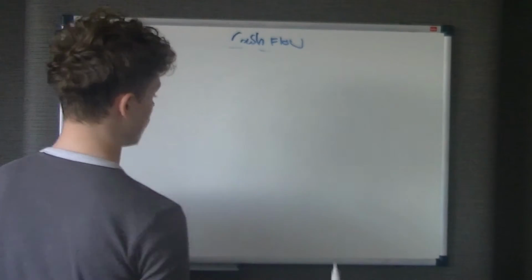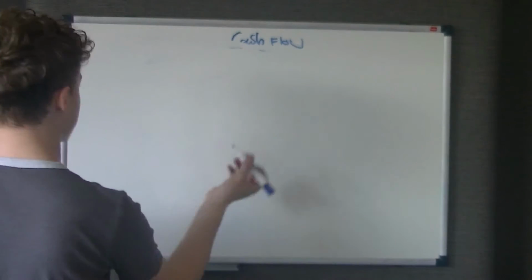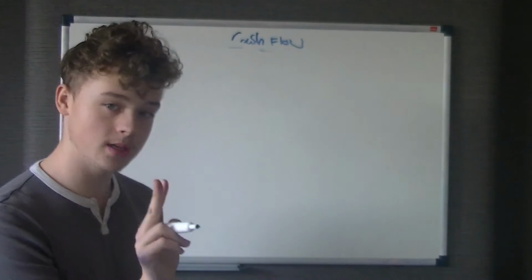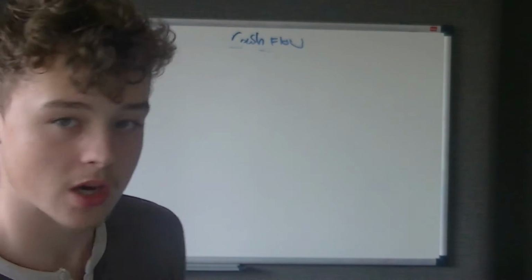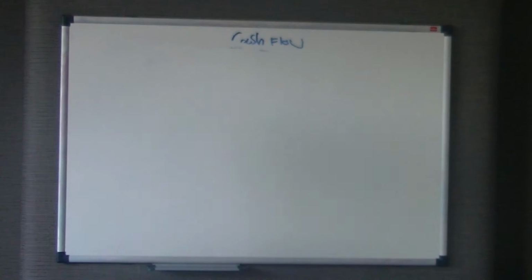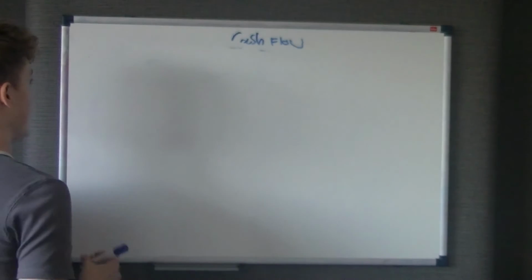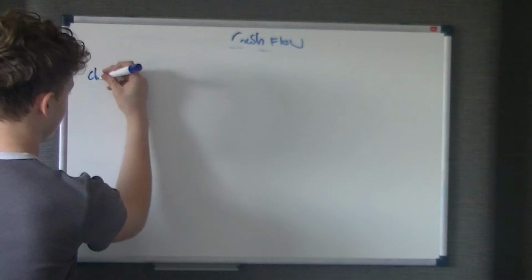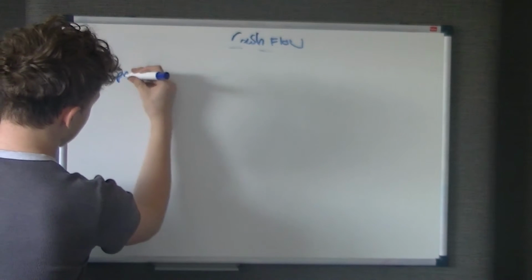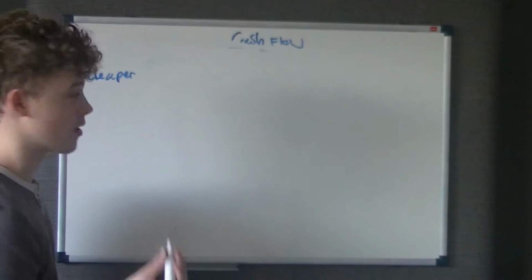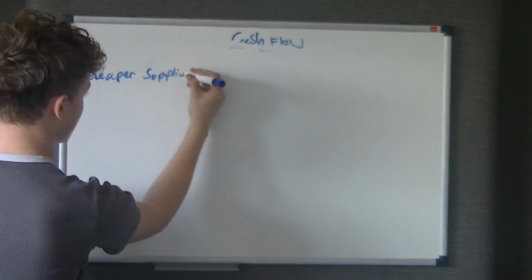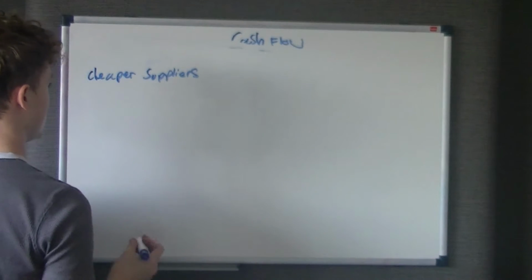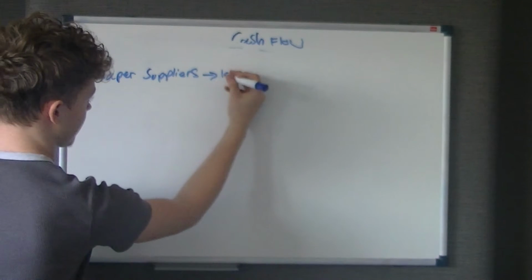And the way to solve this, as I said before, there's two ways. You can increase your cash inflow or decrease your cash outflow. Now, we've done increasing cash inflow. However, you can decrease your cash outflow by cheaper suppliers or negotiating longer credit periods with your suppliers. Now, there are two problems with those two.